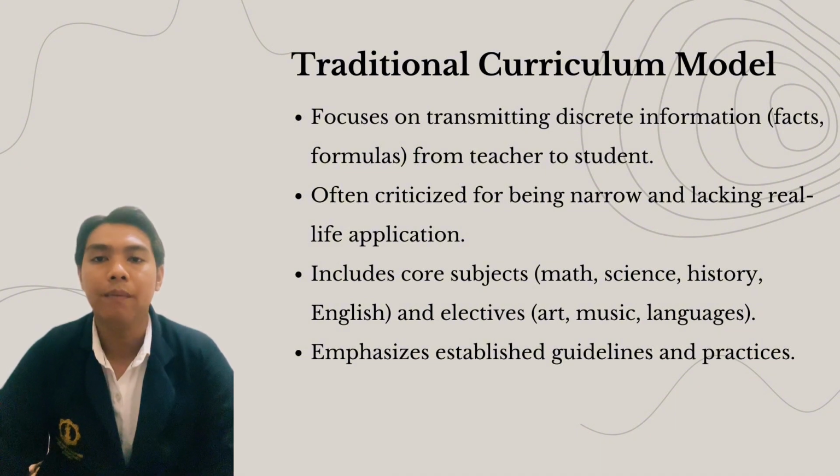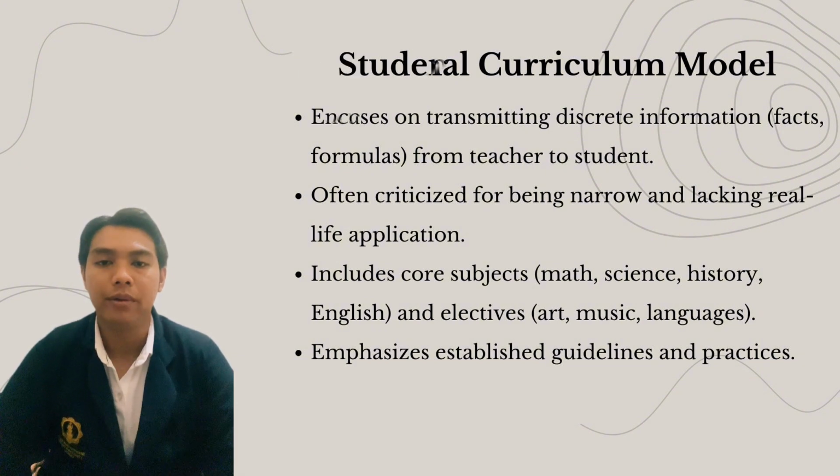In the sense of an entire curriculum, traditional curriculum includes core subjects and electives. The core subjects usually include topics like math, science, history, and English. The student may also take courses in the social sciences and can expand their curriculum with topics like art, foreign language, music, and so on.